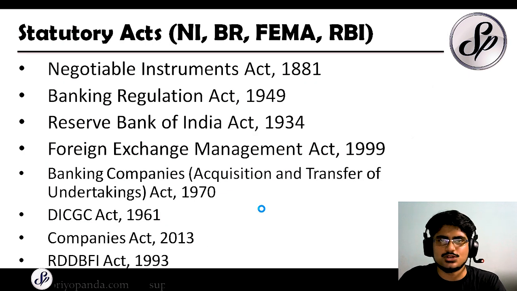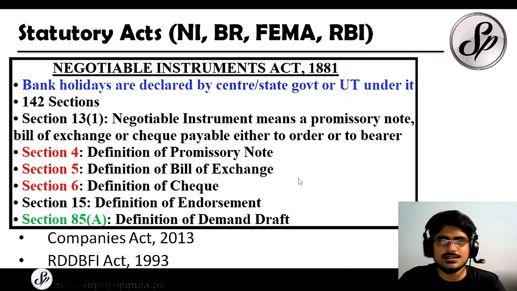Now let's go to the statutory acts, the important acts that you need to remember. The first one is the Negotiable Instruments Act of 1881. It's a very important act. Remember that all the bank holidays that are declared by the center, state government or union territory are declared under the NI Act. It has 142 sections. Section 13(1) defines a negotiable instrument, which means a promissory note, a bill of exchange or check payable either to order or bearer.